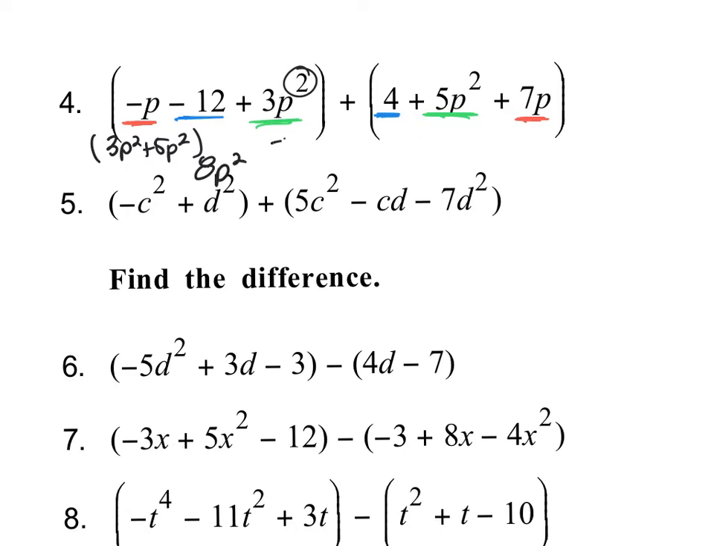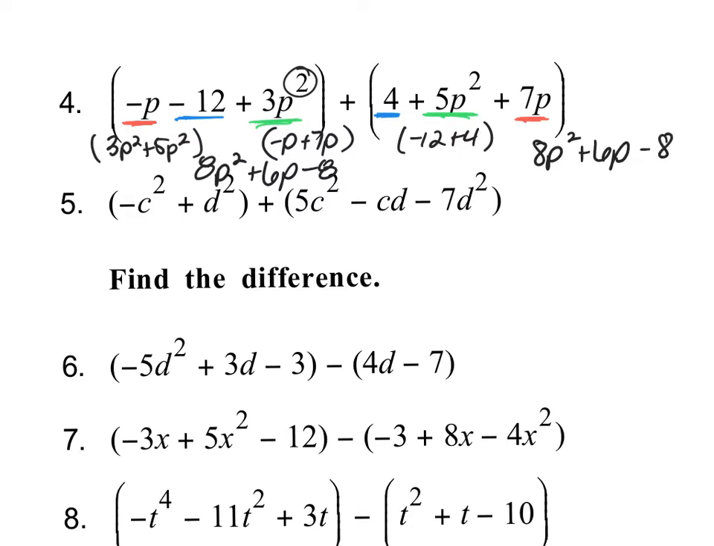And the next is -p plus 7p. And so -p plus 7, that's -1 plus 7, which is plus 6p. And then lastly, it's -12 plus 4, which is minus 8. So my final answer is 8p squared plus 6p minus 8.